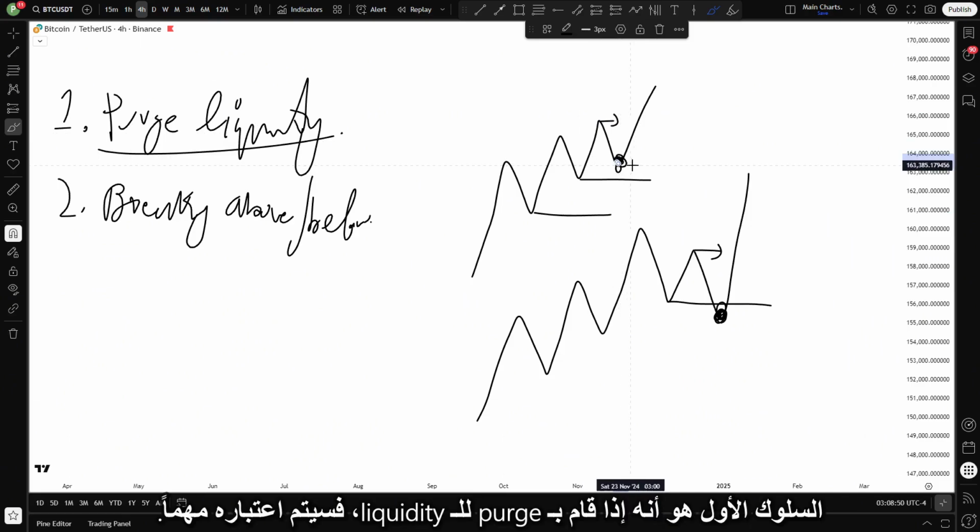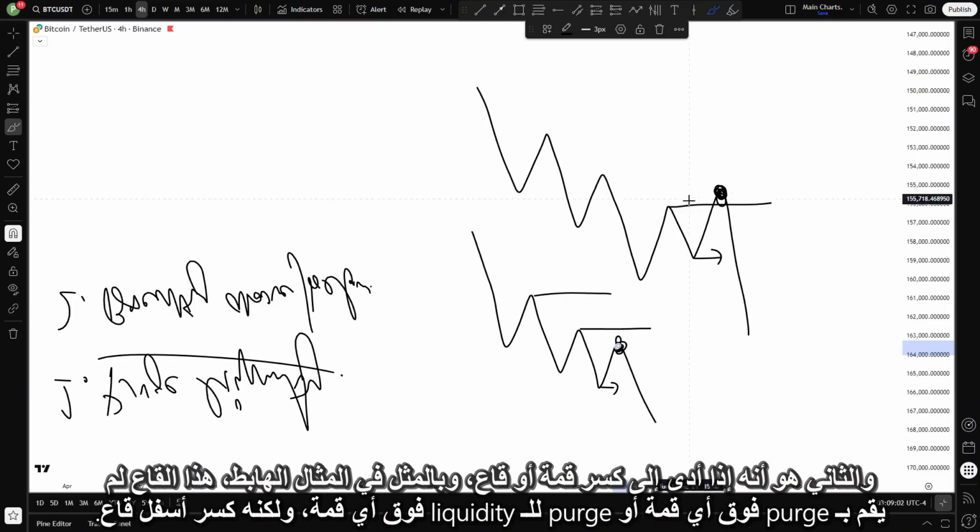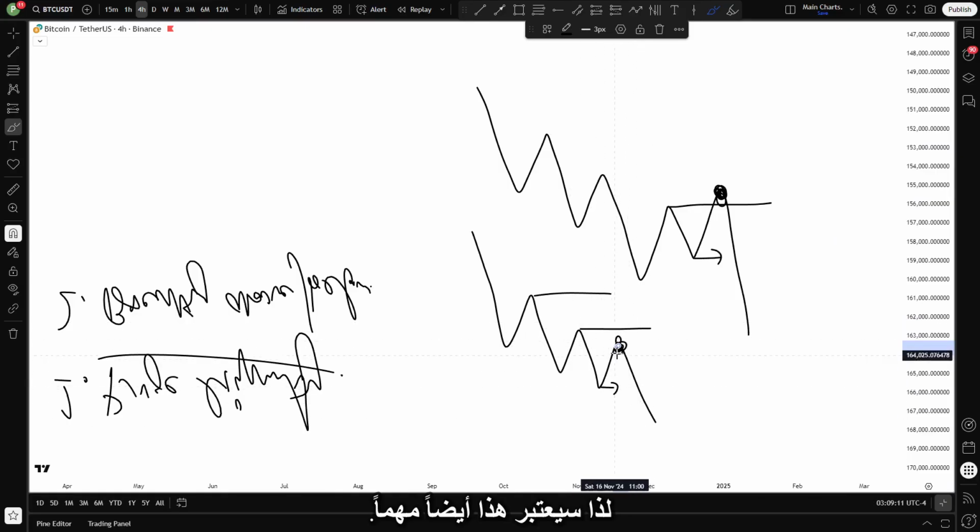Okay. So behavior one is that if it has purged liquidity, then it would be considered a significant one. And the second one is that if it has led to a high or a low being broken above. Similarly, in a bearish example, this high hasn't purged liquidity above any high, but it has broken below a low, so this would also be considered a significant high.